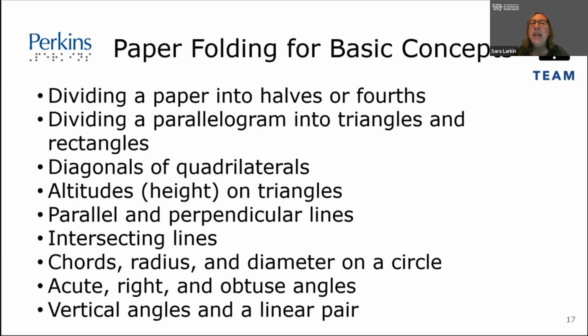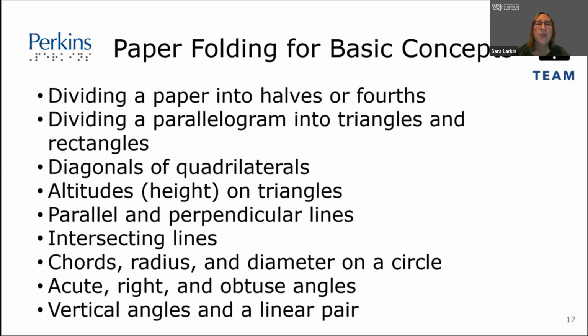So one piece that's really simple to take out and doesn't take a lot is just using regular paper. Just take out a sheet of Braille paper and you can represent a lot of things just through paper folding. That includes dividing a paper into halves or fourths, even taking a rectangle and putting a fold and making it into 2 triangles. And you can use it to put diagonals of quadrilaterals.